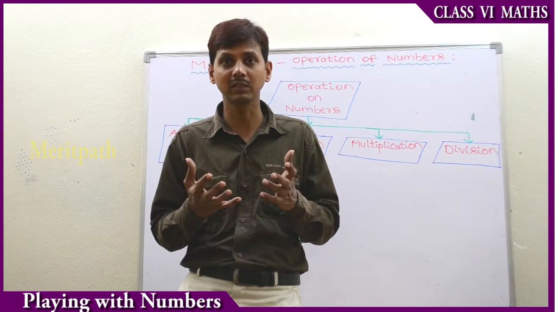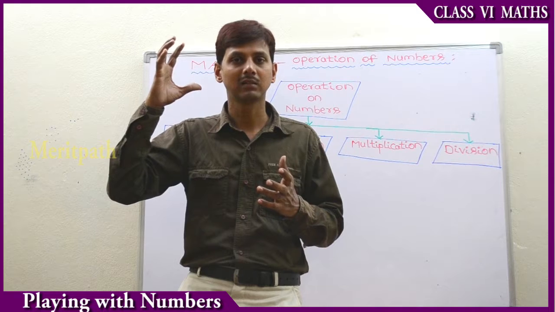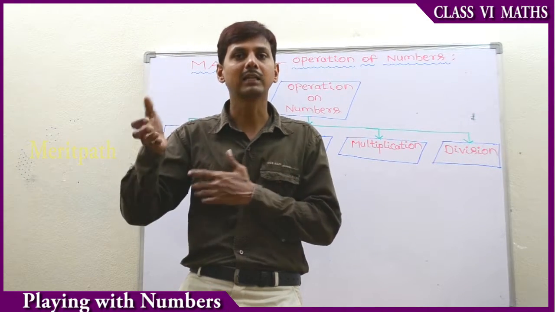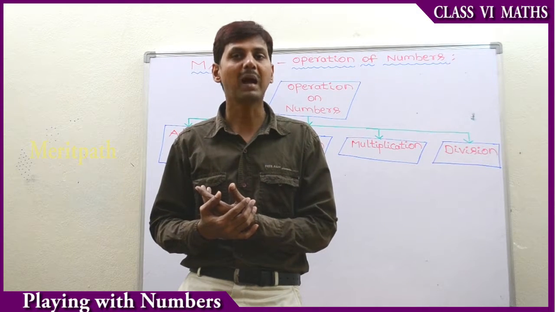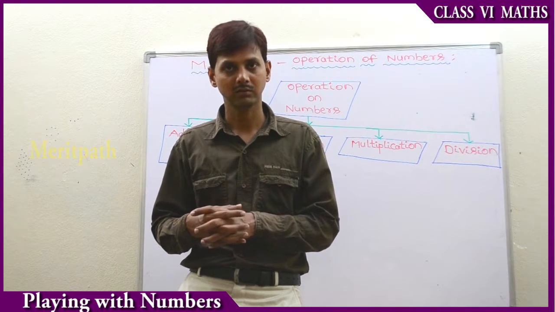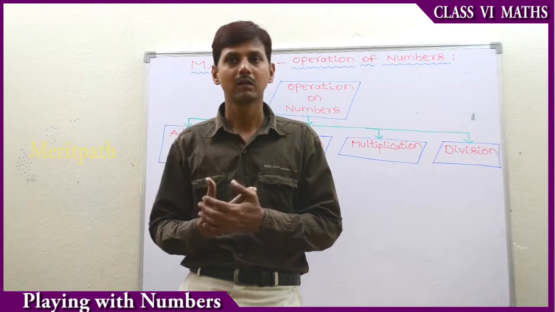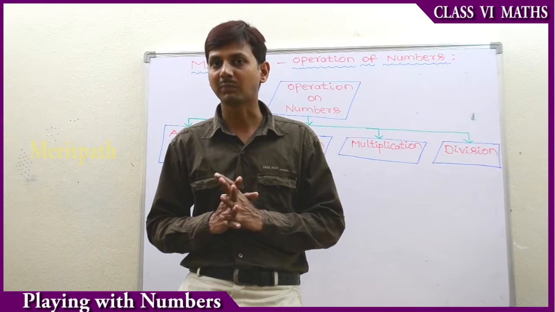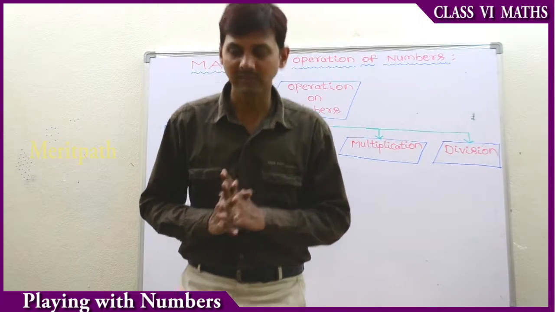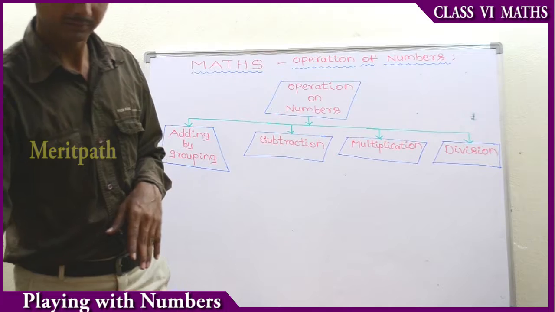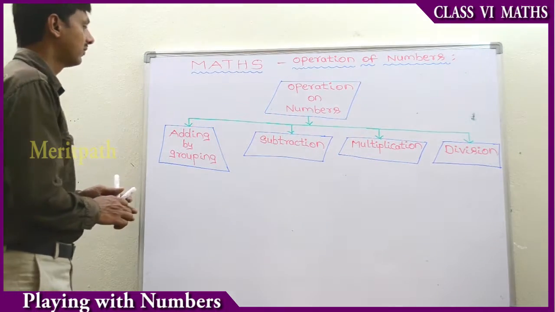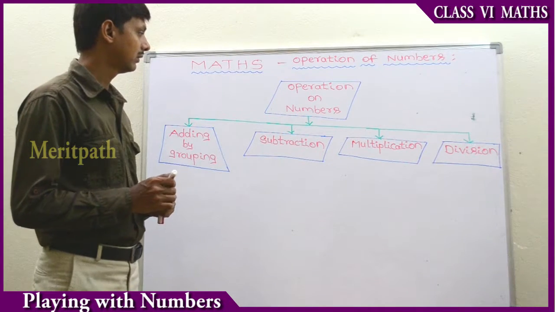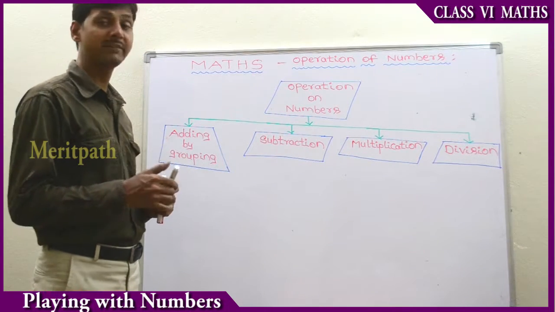After division we get a result that is called the quotient, and the left out part is called the remainder. So these are the four arithmetical operations. Let's see them with some examples: adding by grouping, subtraction, multiplication and division.